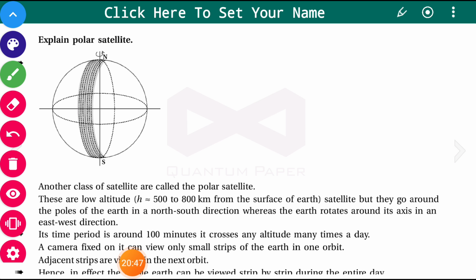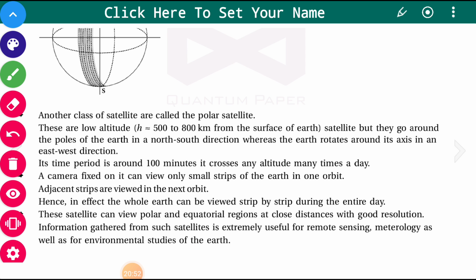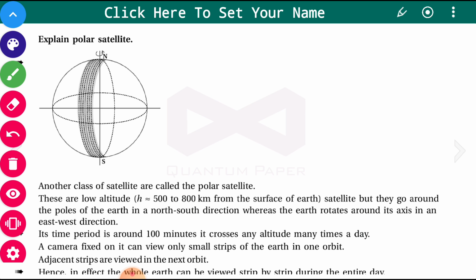Okay. Then comes the polar satellite. These polar satellites are at low altitude, about 500 to 800 km from the surface of the Earth. These satellites are moving in a circular orbit, but they go around the poles of the Earth in a north-south direction. So these are the satellites which move from pole to pole, in the north-south direction. This way they are rotating.